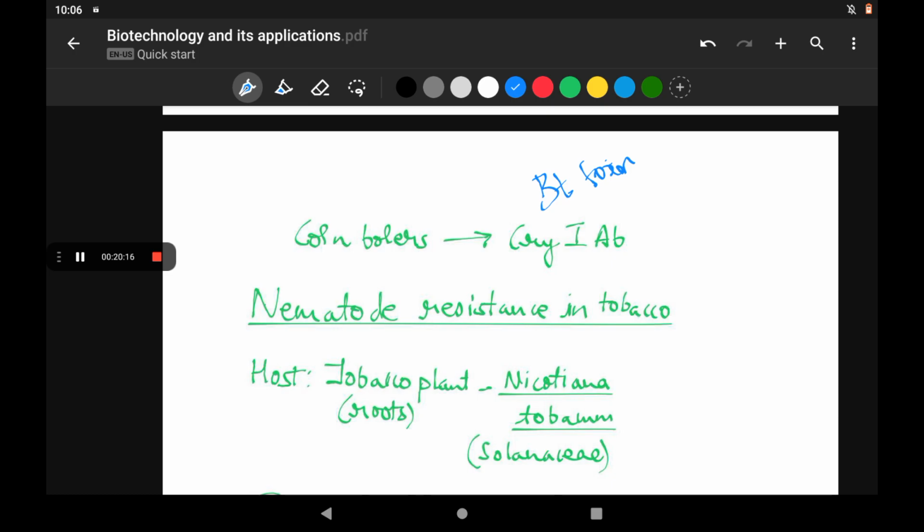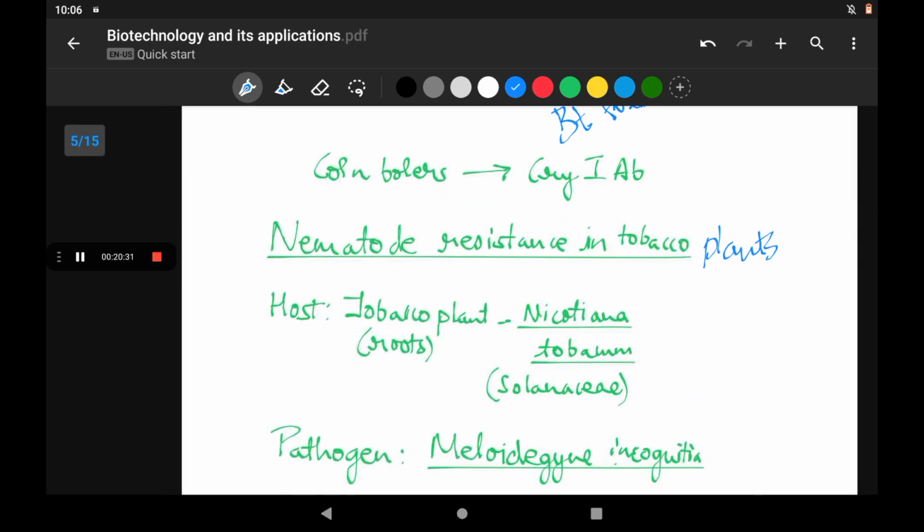So the next one is the nematode resistance in tobacco plant. So nematode belongs to the Aschelminthes, that is the roundworms, and it infects the roots of tobacco plants. The host plant is tobacco plant. Scientific name is Nicotiana tabacum. This they have given in the Solanaceae family as a fumigatory plant. They also produce this carcinogenic substance nicotine, which you are aware about. So they belong to Solanaceae.